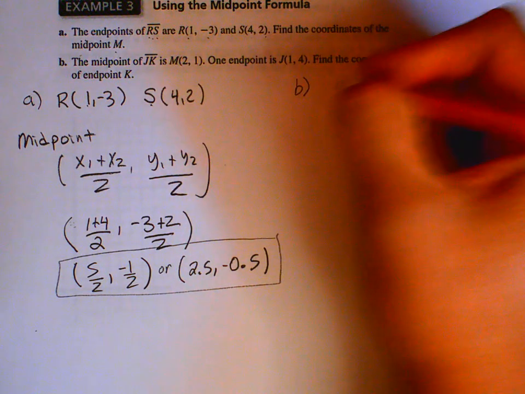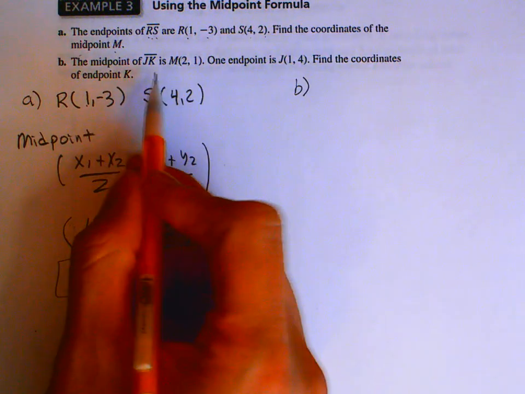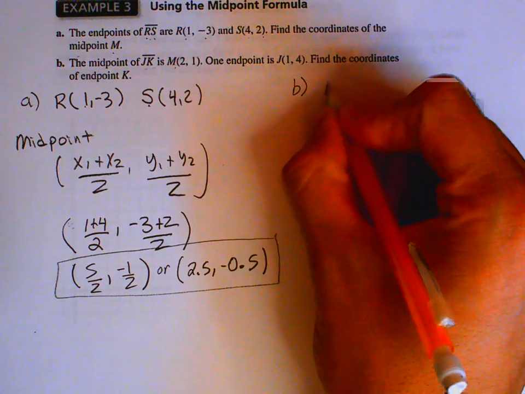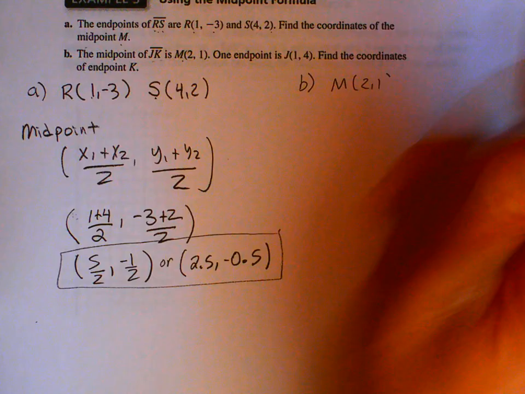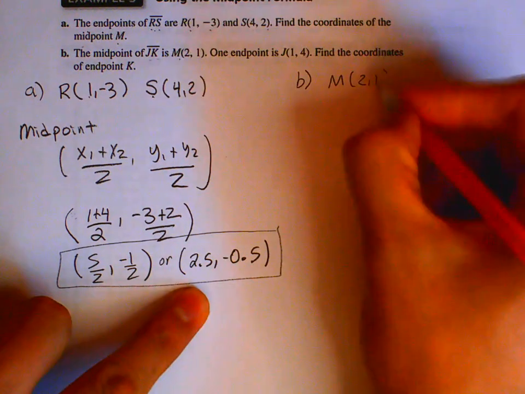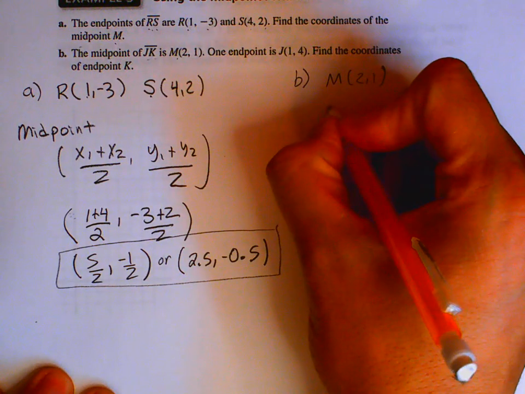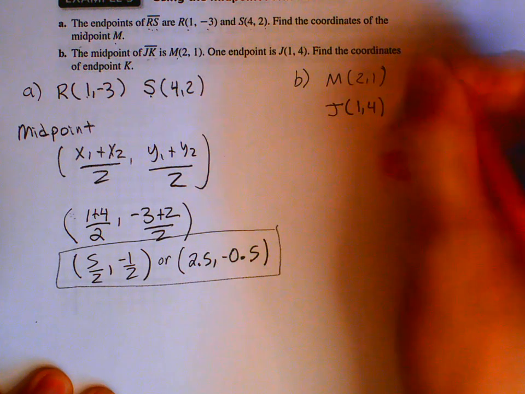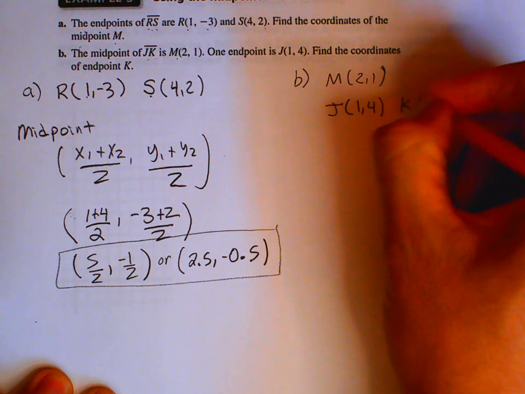Let's look at B. Okay, for B, they tell you that the midpoint of JK is M. Okay, so in this case, M is the midpoint. It's this part. Now they tell me that the other endpoint is J. Now we're looking for the coordinates of the other endpoint, K. Now we don't know what that is.